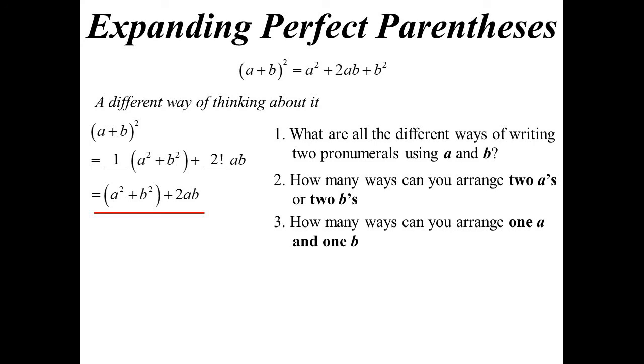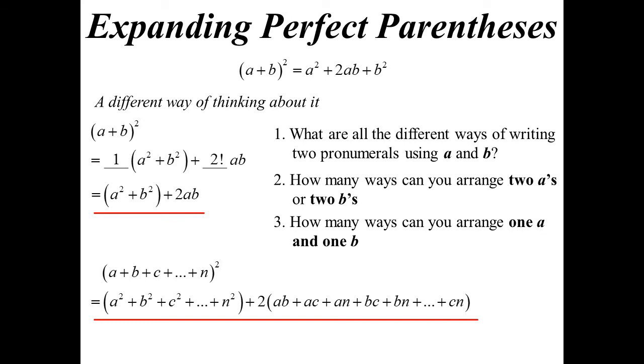So if we think of it that way, now it opens up a lot more, because I could now expand out a + b + c plus all the way up to n. Doesn't matter how many terms. It doesn't have to be a binomial now. It could be anything. But it's the same idea. I know, because I'm going to have two pronumerals, I could have the two of them being the same. So I could have a^2 + b^2 + c^2 all the way up to n^2.